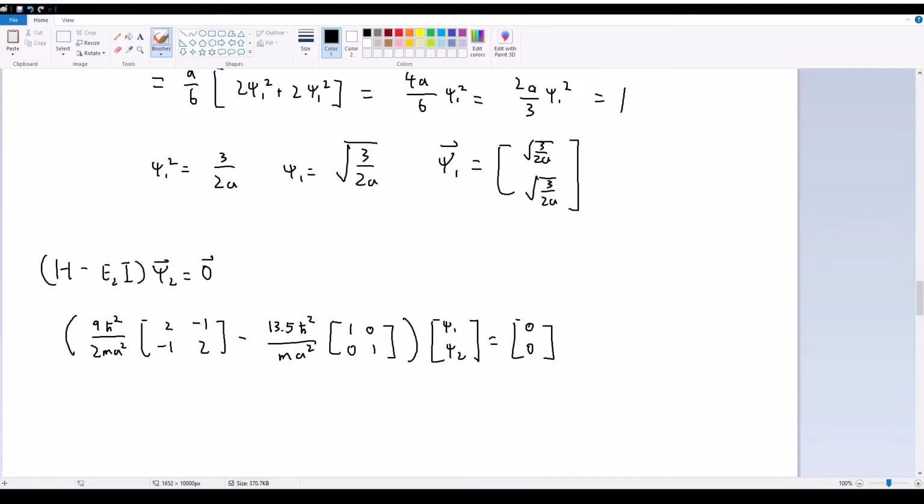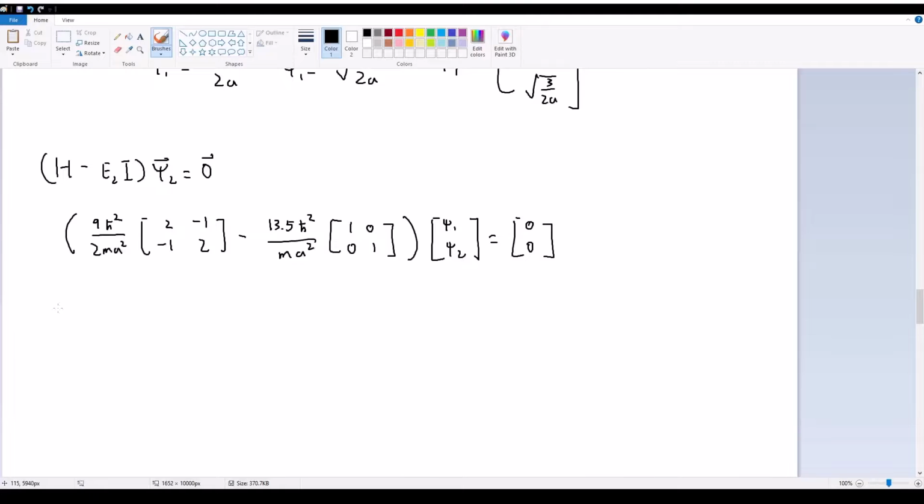If you multiply this out and add these two matrices together, you're going to get that everything is going to just be the same, -4.5 h bar squared over ma squared, and every term here is going to be equal to that. So I'm just going to copy paste this.